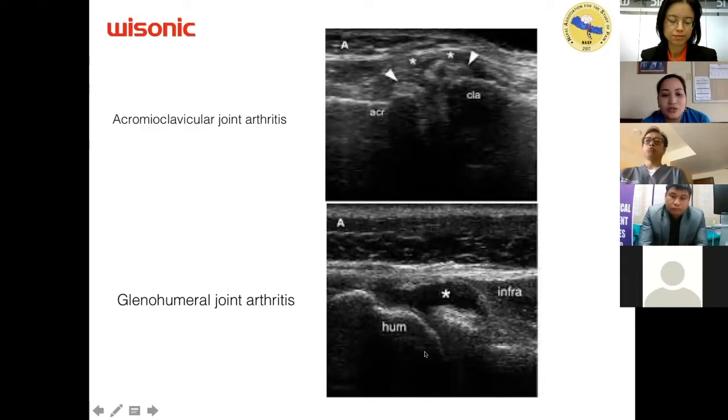This is a picture showing the posterior glenohumeral joint. This is the humerus and this is the glenoid cavity. We can see that there's marked reduction in the joint space with irregularity in the bony lining, as well as a collection which is inside the capsule in the posterior glenohumeral joint. So this confirms the diagnosis of glenohumeral joint arthritis.